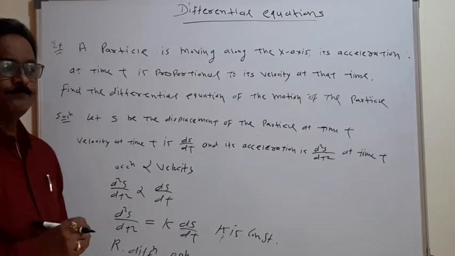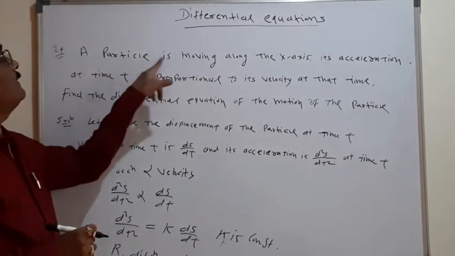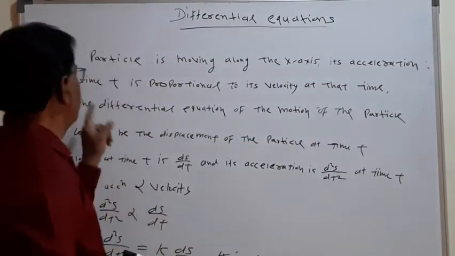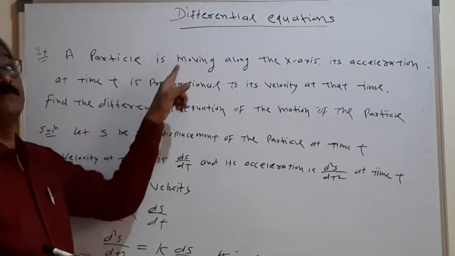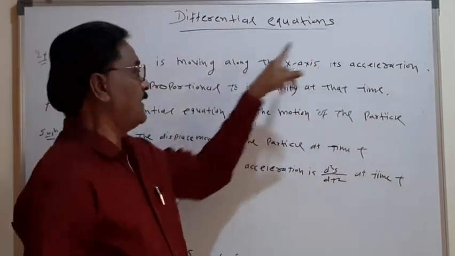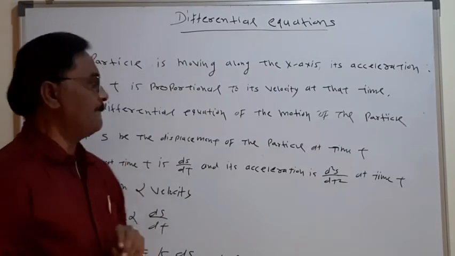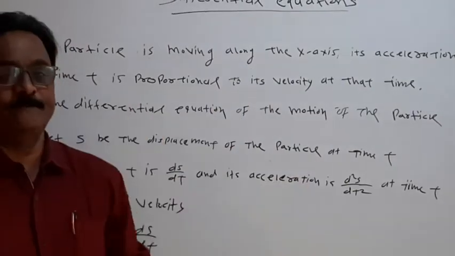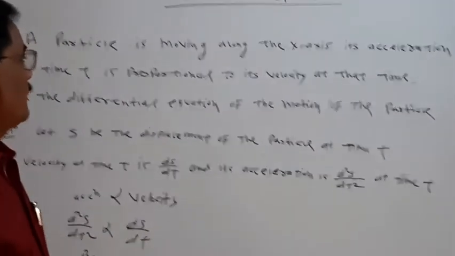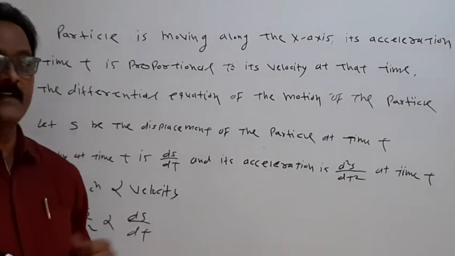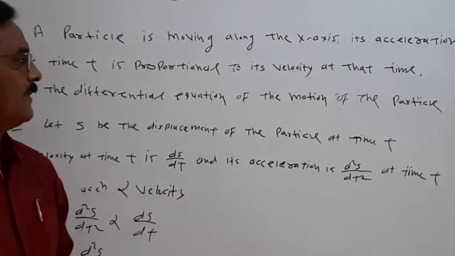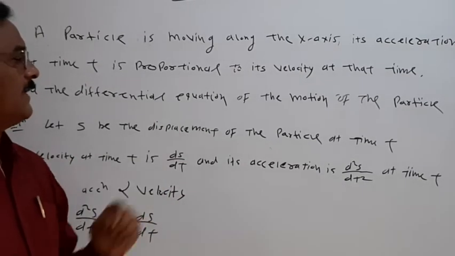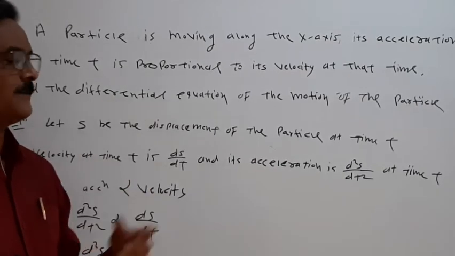Another example: a particle is moving along the x-axis. Its acceleration at any time is proportional to its velocity at that time. Find the differential equation of the motion of the particle. We know what is meant by velocity. Velocity is the rate of change of displacement with respect to time. Acceleration is the rate of change of velocity with respect to time. Here it is given that acceleration is proportional to velocity.